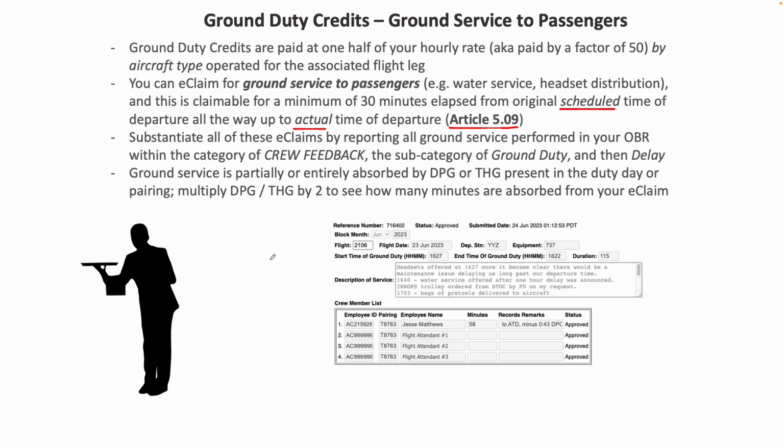You will need to substantiate any e-claims related to ground service to passengers within your OBR. And the place to do this is in the category of crew feedback, the subcategory of ground duty, and then ultimately you would choose delay. You can also search your OBR to add an issue just by typing ground duty. You should be able to find delay and then 3 other types of ground duty. But the best one to use for this type of e-claim would be the delay.